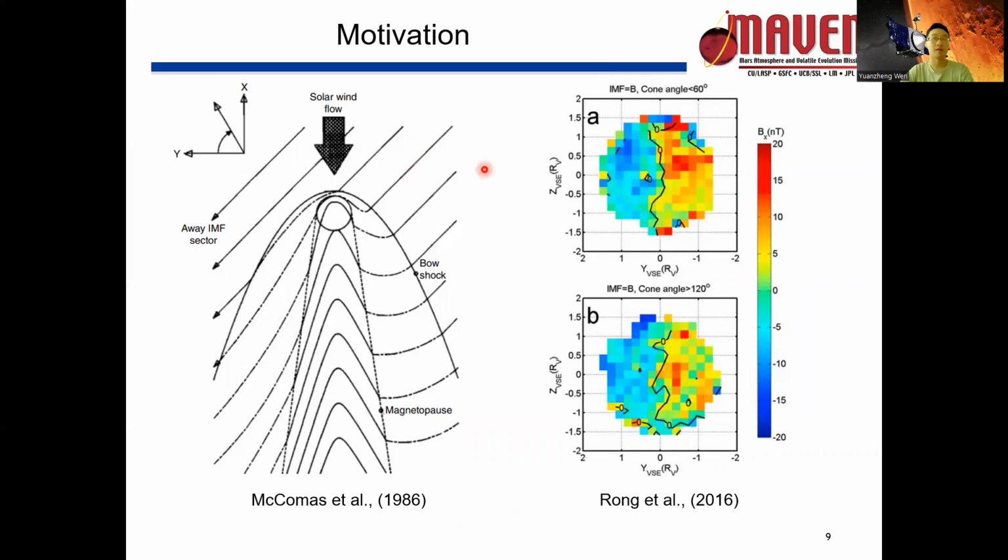Our motivation comes from a very early study in 1986. They used the data from Pioneer Venus Orbiter. It seems like they found that the IMF flow aligning component can influence the magnetotail structure of Venus by causing an asymmetric magnetic field structure. However, in a study in 2016, they used the Venus Express data, and they found the IMF could not influence the magnetotail structure of Venus significantly. So their results seem to be inconsistent.